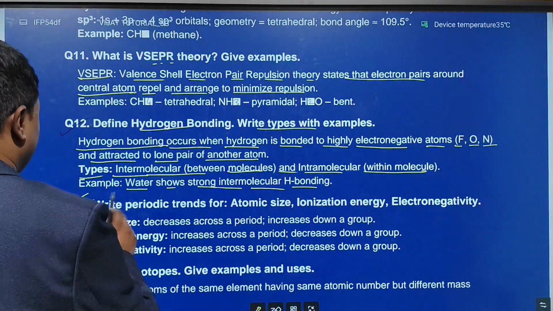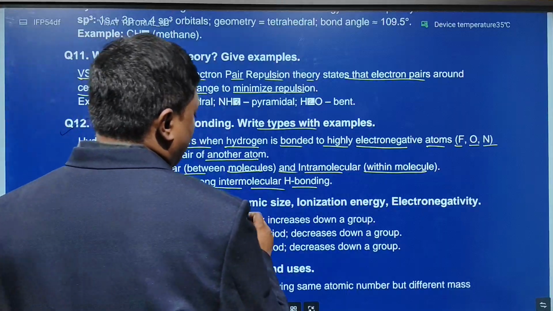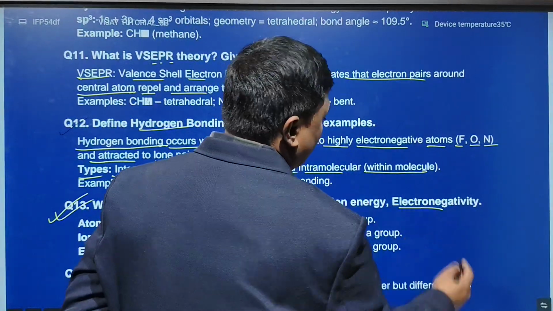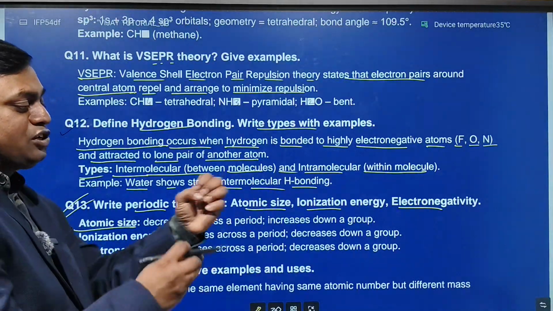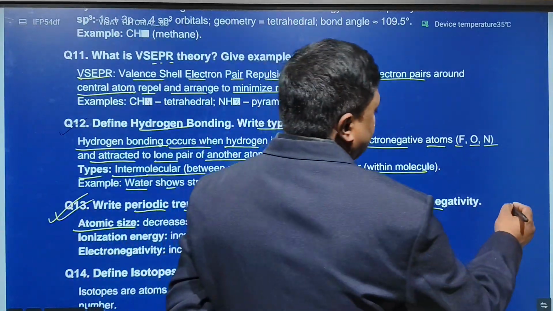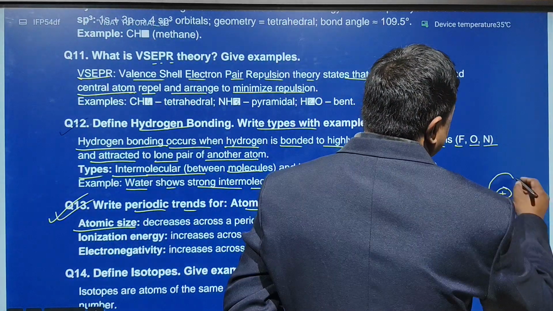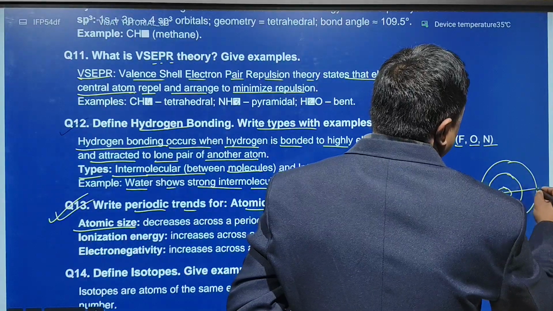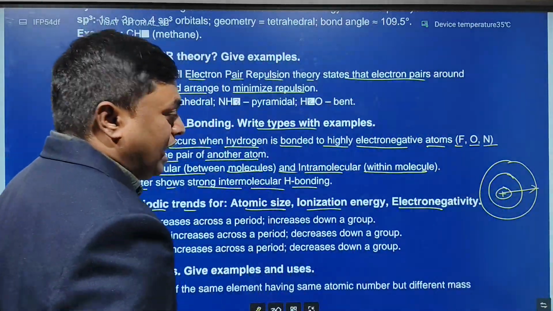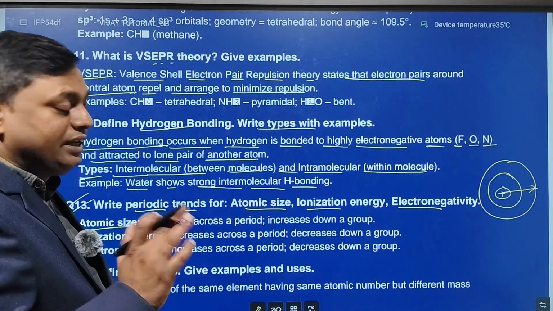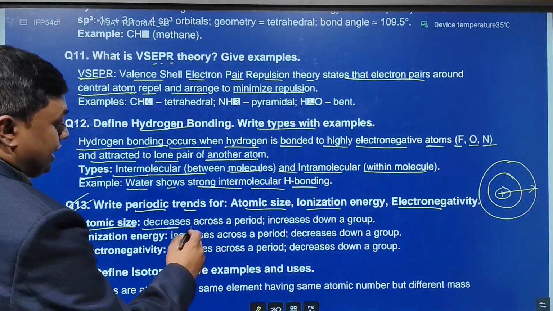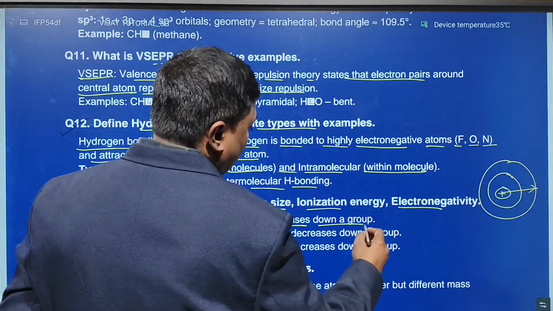Okay, next question. Write periodic trends for atomic size, ionization energy, and electronegativity. So atomic size: what is atomic size? The distance from the center of the nucleus to the valence shell. That is called atomic size. Yes or no? When you go from top to bottom it increases, and from left to right it decreases. So it decreases across the period and increases down the group.